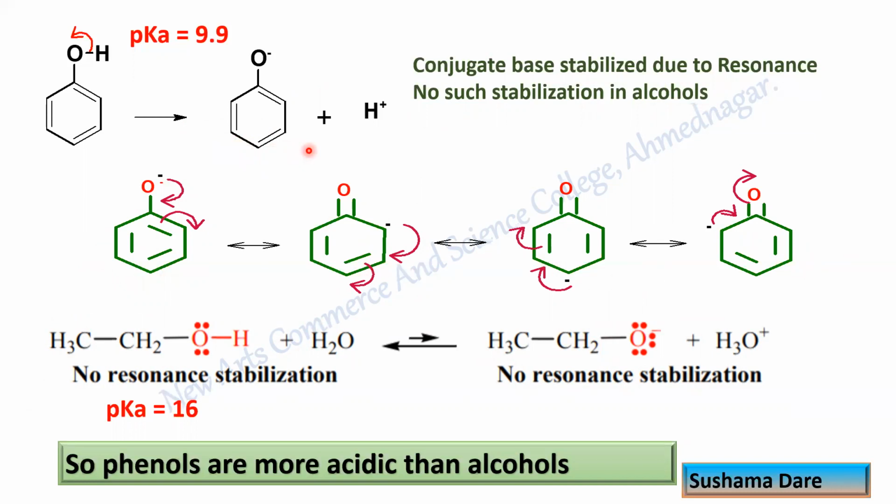So due to this, as the conjugate base is less stable, it indicates the dissociation is low. Why is the dissociation low? Because the strength of the oxygen-hydrogen bond is strong as compared to the oxygen-hydrogen bond in phenol. Due to this, phenols are more acidic as compared to alcohols.